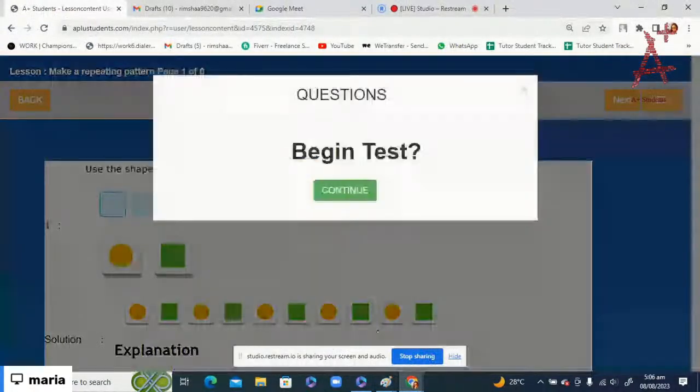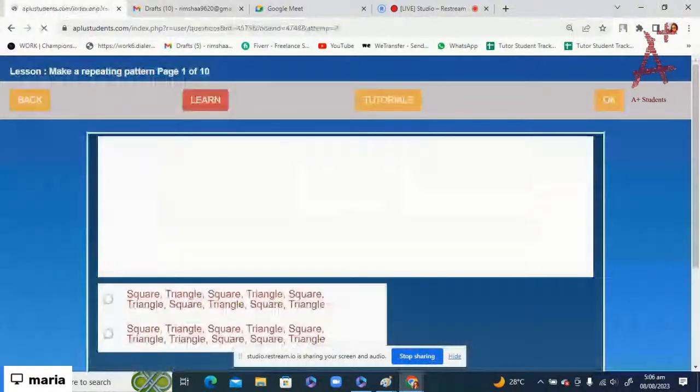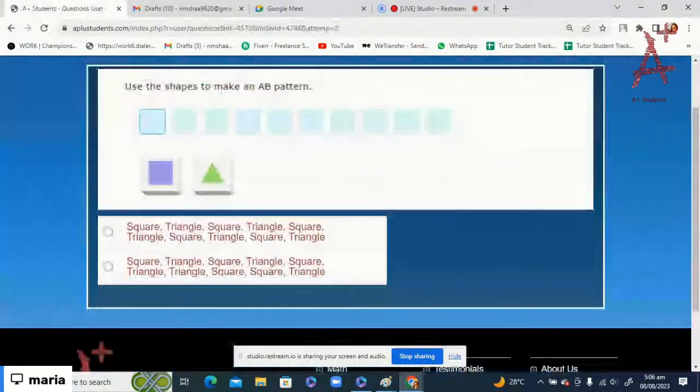Okay, let's do the test for that, because this is so easy. Look here, tell me what's the pattern for that. Here is square and triangle, then square. Option A: square, then triangle, then square, then triangle, then square, then triangle. This is right. But let's check why option B is wrong. Because here is square, then triangle, then square, then triangle, then square, then triangle, then again triangle.